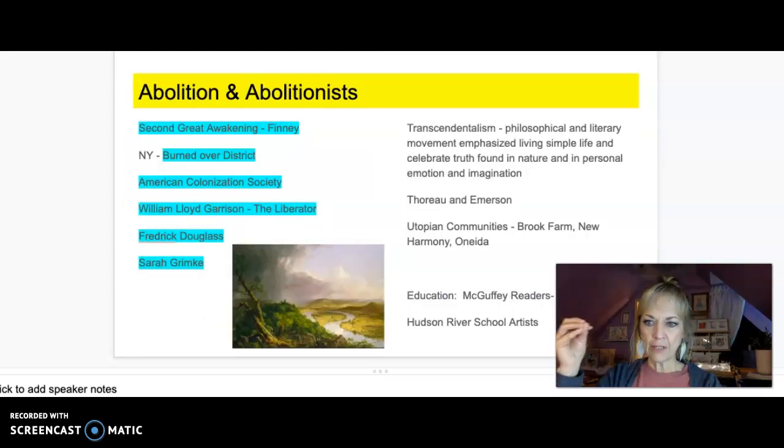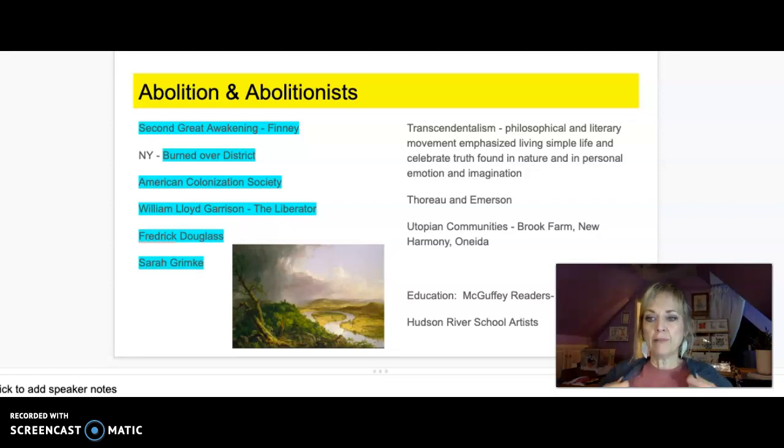Now, the abolitionist movement, the temperance movement, all of those were spurred by the Second Great Awakening. Go back and look at that. I would be able to connect First and Second Great Awakening, what was similar about them, what are the causes, what are the effects. Second Great Awakening, led by Charles Finney, begins in the Burned Over district of New York, called Burned Over because there was so much preaching that went on there. And out of that, you get things like the American Colonization Society.